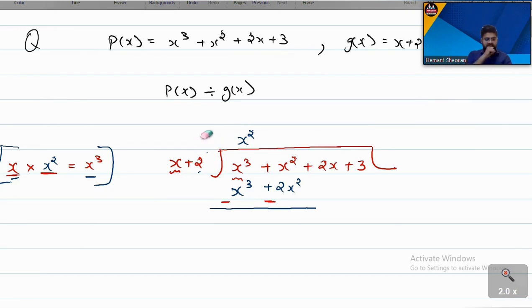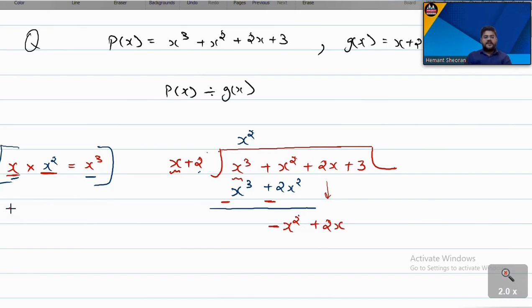Negative 2, positive 1. What will it give you if you add them or subtract them? These two need to be subtracted only. The positive x square, negative 2x square. How much will you have? Negative x squared, yeah, negative x squared you will get. Then I will bring down this 2x down there. I think I got my answer.